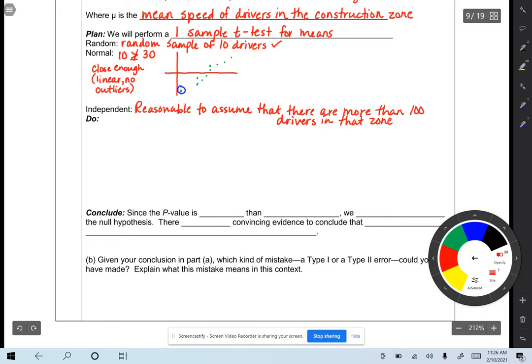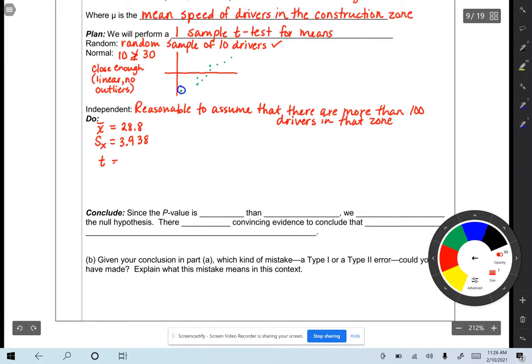All right, and now in our do portion, again, I took the data, did a one variable statistics, and I got my sample mean to be 28.8. My sample standard deviation was 3.938. And now we can calculate our t-statistic.